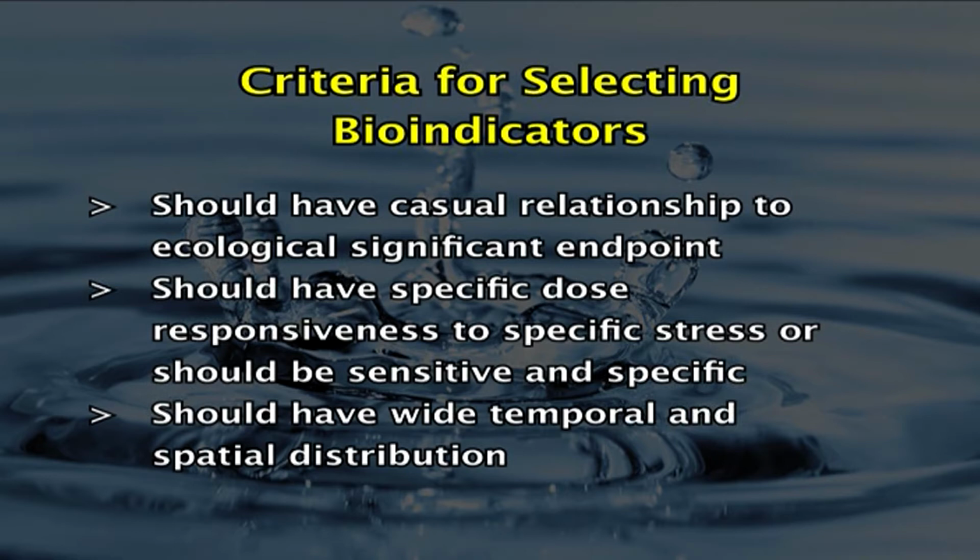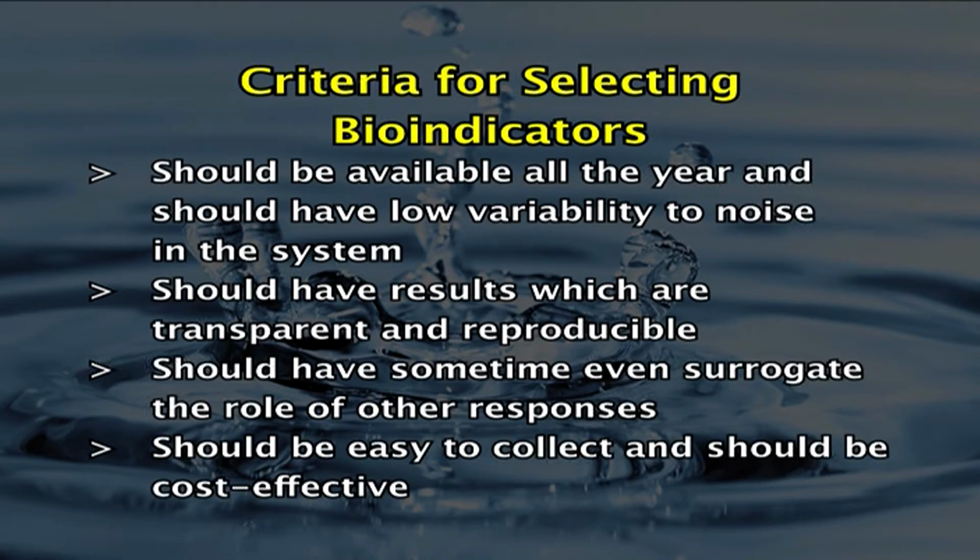Indicators should have a causal relationship to the ecologically significant endpoint. Indicators should have specific dose responsiveness to specific stress, or should be sensitive and specific. Indicators should have wide temporal and spatial distribution. Indicators should be available all year and should have low variability to noise in the system. Indicators should have results which are transparent and reproducible. Indicators should sometimes even surrogate the role of other responses. Indicators should be easy to collect and cost effective.